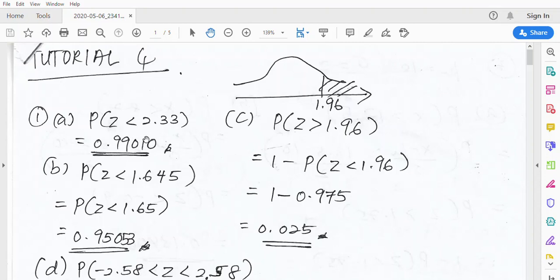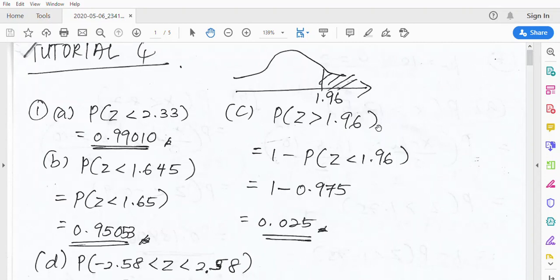And then for part b, same way as part a, so we will get 0.95053. But the only difference is that here it is 3 decimal places, and the table can only give 2 decimal places, right? So just simply round off, and we will get 1.65.